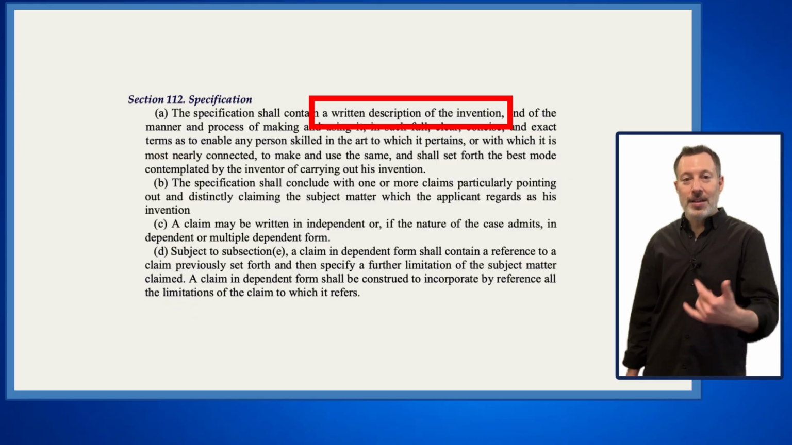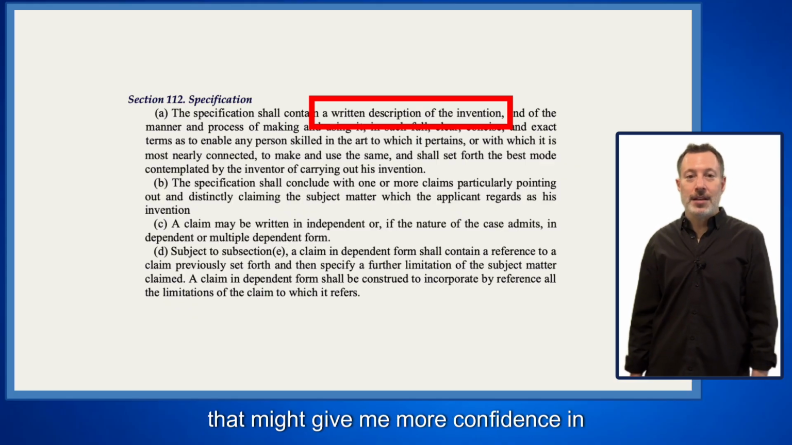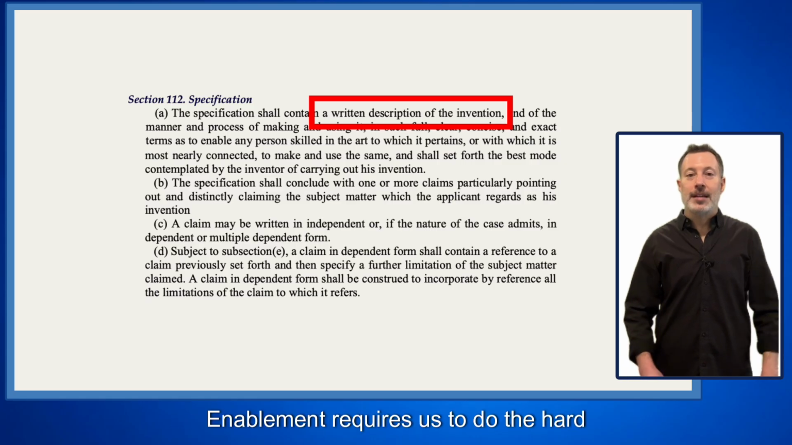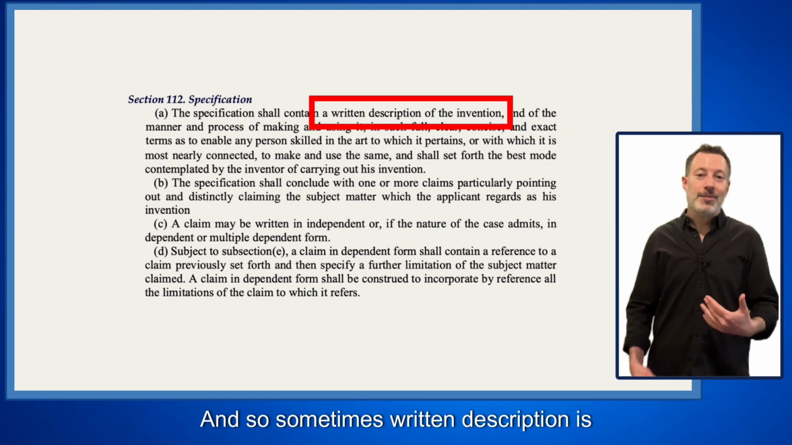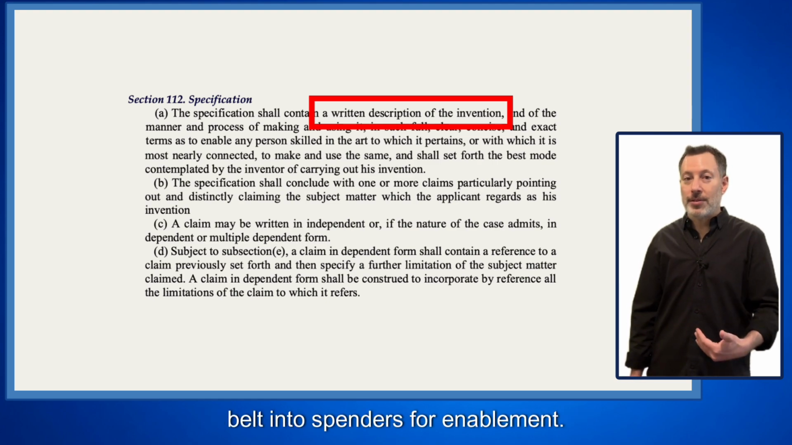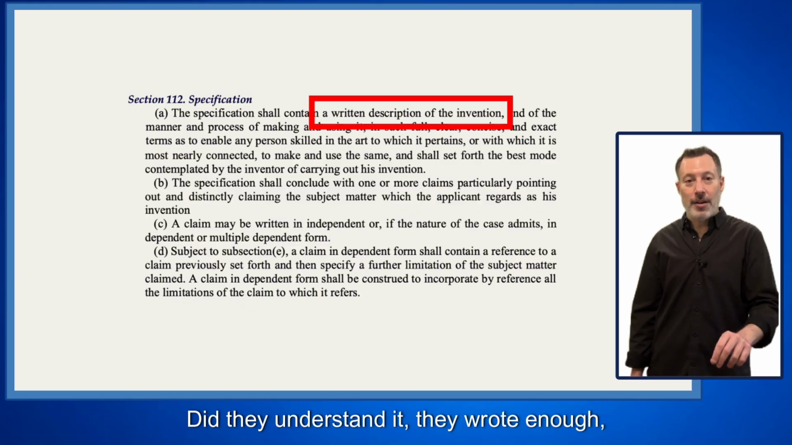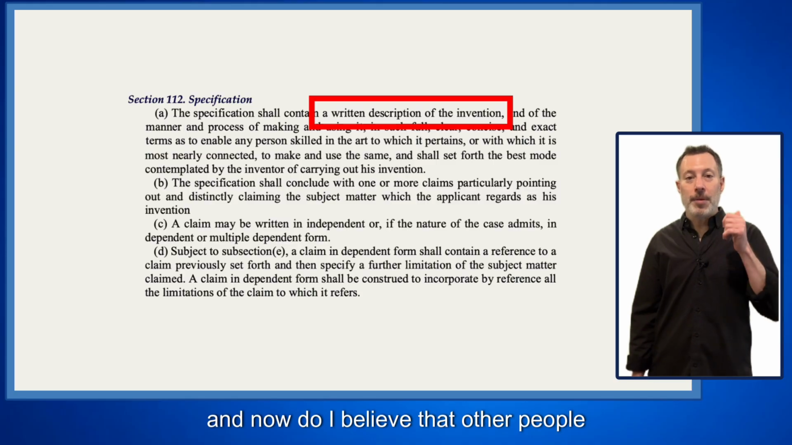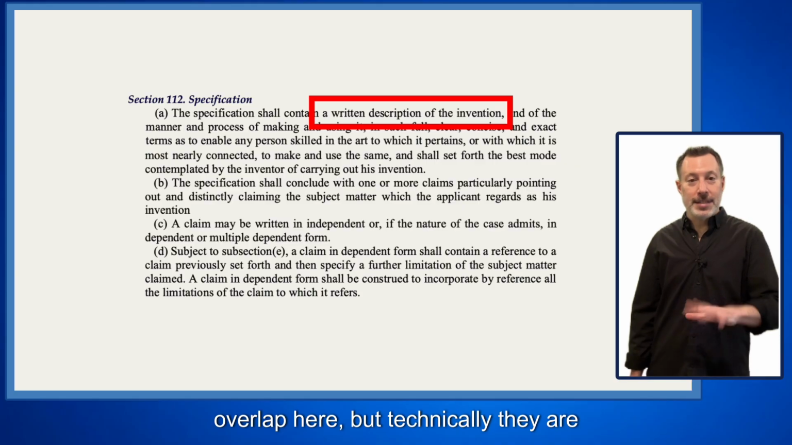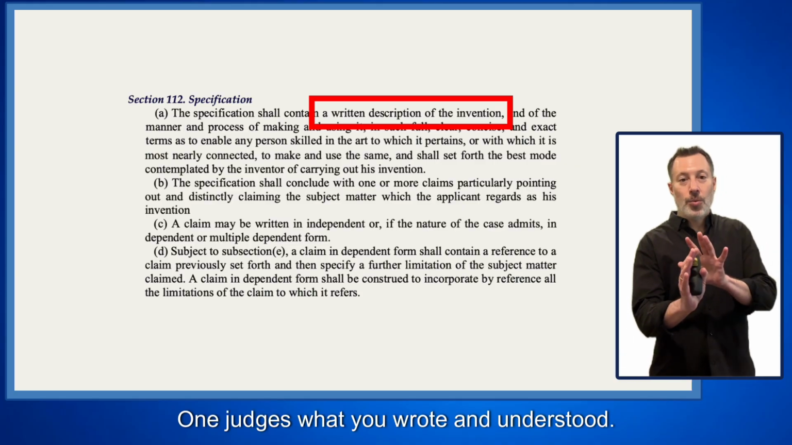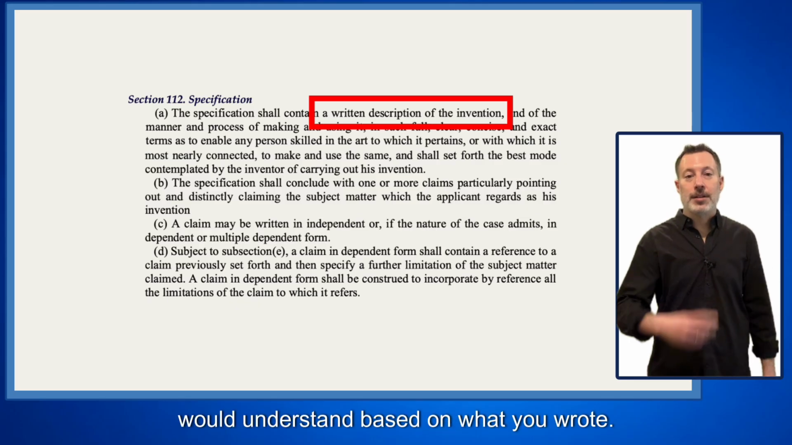Look, it's described. If I can satisfy written description, if I can look at your description, that might give me more confidence in whatever I'm going to say about enablement. Enablement requires us to do the hard science lifting. Written description is more match the claim to what they wrote. And so sometimes written description is belt and suspenders for enablement. It's another way to double check. Did they understand it? They wrote enough, they described it, and now do I believe that other people would understand it too? There's a little bit of overlap here, but technically they are different rules. One judges what you wrote and understood, the other judges what other people would understand based on what you wrote.